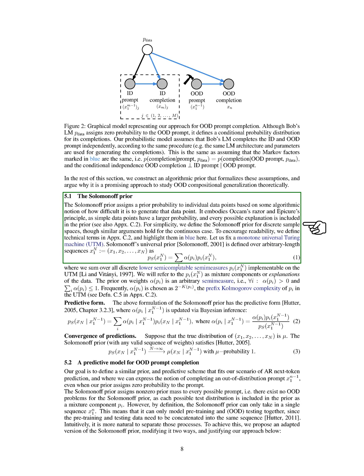We start with a universal Turing machine, UTM, and define Solomonoff's universal prior for sequences of any length. We sum over all discrete, lower semi-computable measures that can be implemented on the UTM. We refer to these as mixture components or explanations of the data. The prior on weights is an arbitrary semi-measure, meaning that for all components, the weights are positive and their total does not exceed 1. Often, we choose the weights based on the prefix Kolmogorov complexity of each component.